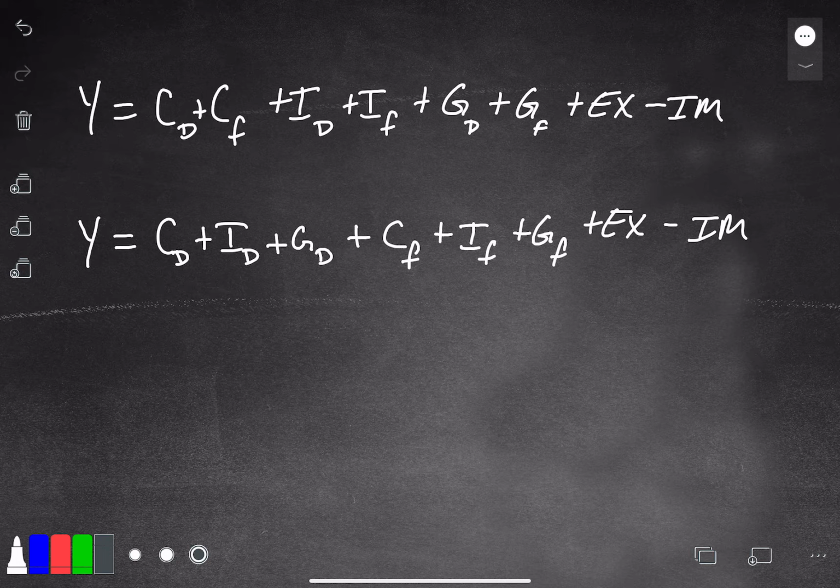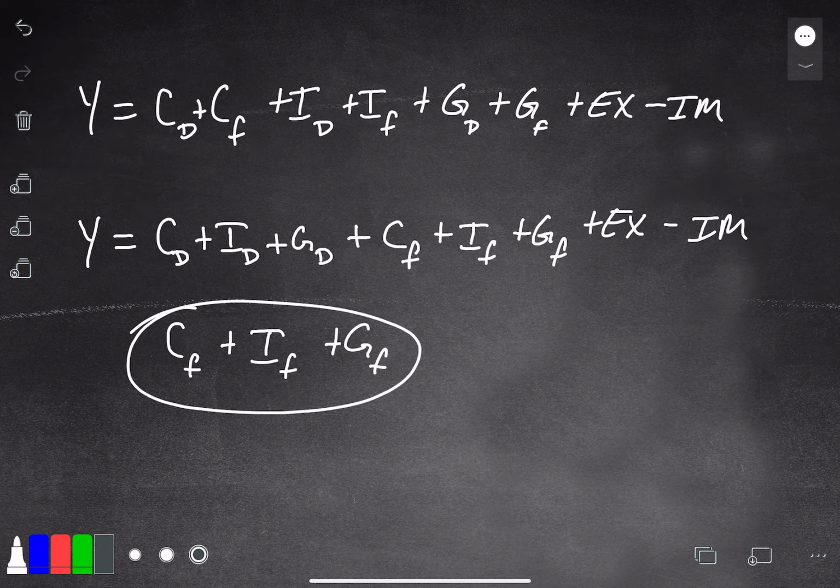If we think about this, CF plus IF plus GF, well, that's all the spending that we do as a country on foreign goods, right? Everything we purchase as a foreign good is either going to count toward our consumption, toward our investment, or toward our government purchases. There are no other categories that this could fall into. So really, this right here should be exactly equal to the amount that we spend on imports, right?